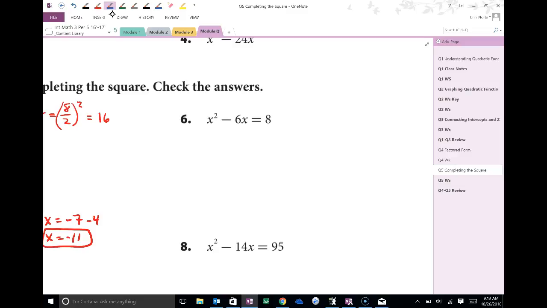All right, so if I'm working on number 6, the first thing I need to do is complete the square. I need to add that c value so I can make a perfect factor. What is the number that I'm going to use to get there? What's my b value? Negative 6. So I'm going to take negative 6 and divide it by 2. What is that? Negative 3. And what's negative 3 squared? 9. Okay, so what am I going to do with the 9?